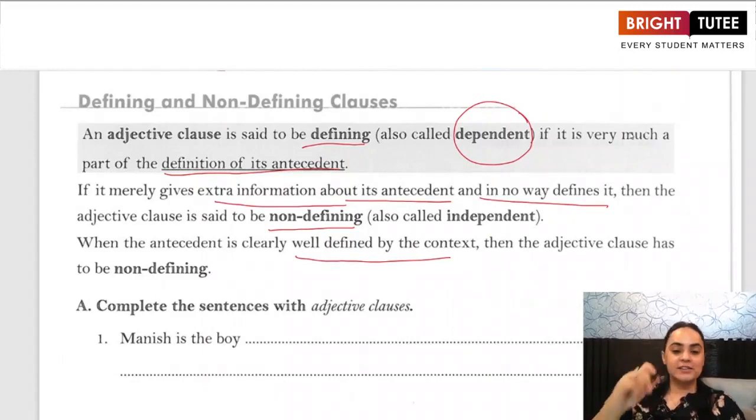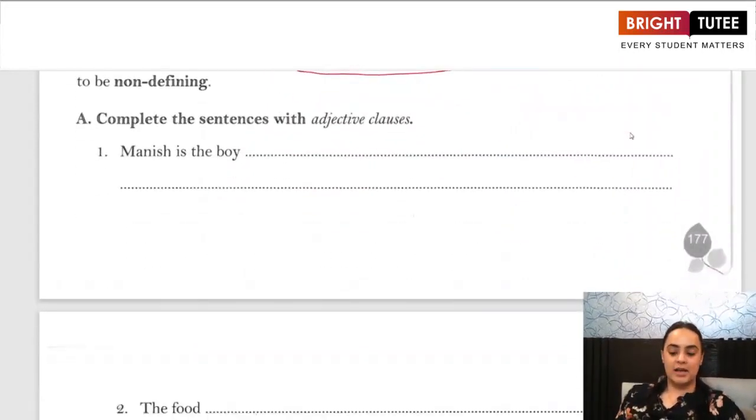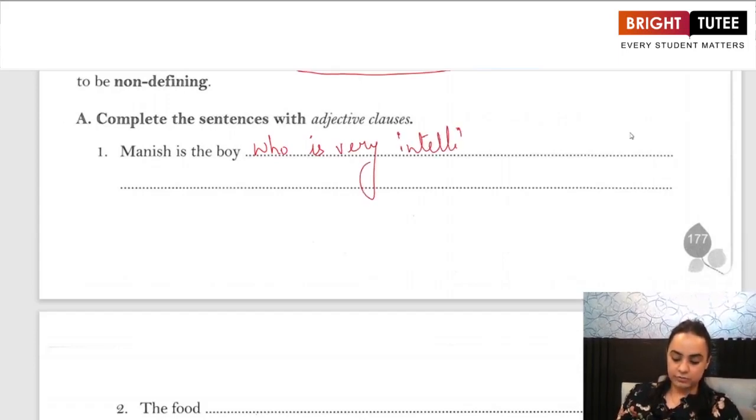Okay. Now let us look at the exercise which is given with it so that it is clear to you. Complete the sentences with the adjective clauses. Manish is the boy. As I said, they always begin with a relative pronoun. So Manish is the boy who is very intelligent.